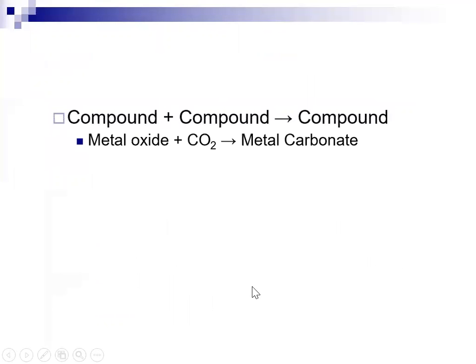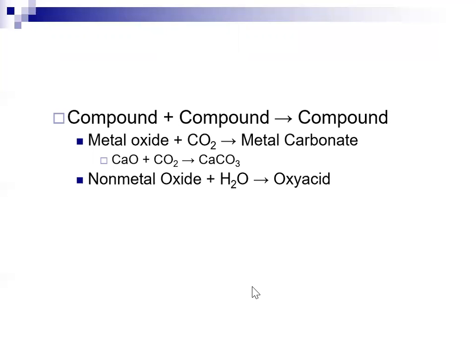A compound plus a compound. Now, this is the hardest one, and this really goes into decomposition. It's harder on the decomposition end, okay? A metal oxide, so that is any metal with oxygen, okay? So CaO, I think it's my example on there, plus CO2 yields a metal carbonate. It could be MgO plus CO2 yields MgCO3. A non-metal oxide plus H2O.